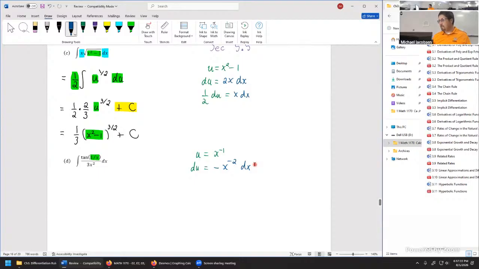And with what we see here, it's not quite in this format. You know, there's an extraneous 3 that occurs here. But we can clean this up. And if we don't like that 3, the constant multiple rule for integration says you can just pull it out. Write it as tangent of 1 over x squared dx.